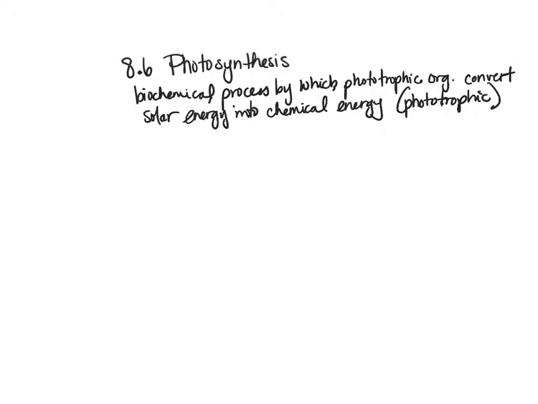So remember, when we talk about phototrophic organisms, we're talking about things like plants, but also cyanobacteria and other photosynthetic bacteria and microorganisms. When we take a look at photosynthesis, it comes in two stages. The first stage is called the light-dependent reactions.